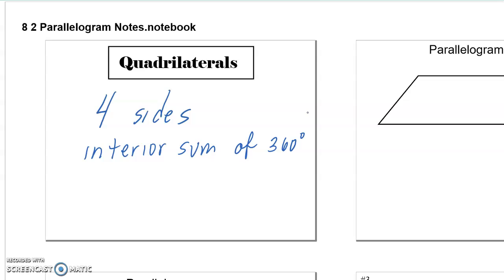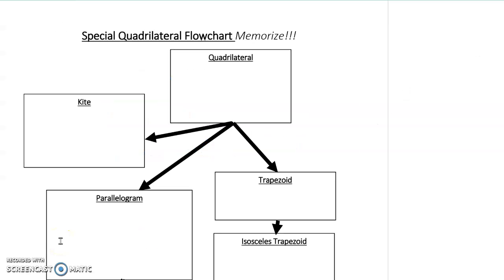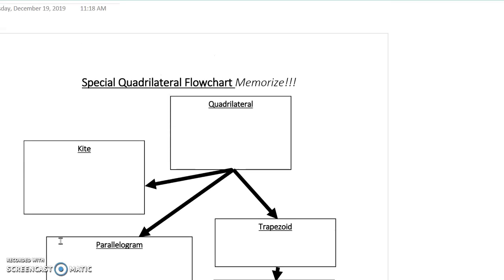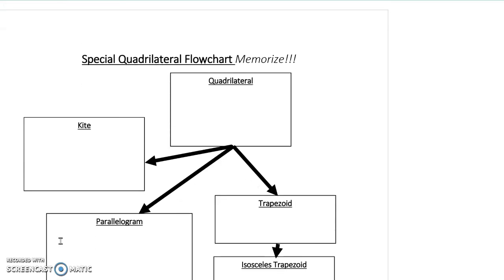So besides that, we don't really know much more about quadrilaterals, but what we're going to start to do is study families of quadrilaterals. I am going to send this out as well, and when you get this special quadrilateral flowchart, you'll see right here, you also need to fill it in here. So right now we're going to fill this in as 4 sides, and interior sum is 360.